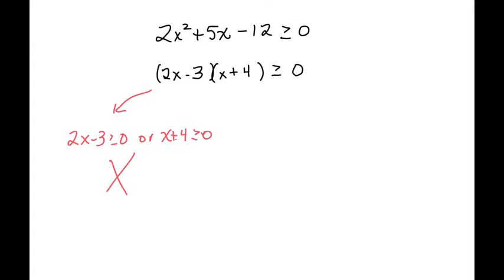Any other value you plug in for x will give you a positive or a negative product when you multiply them. 3 halves would give you 0, and negative 4 would give you 0. Those are the only two numbers that if you plug those in for x, would give you a product of 0. So we're going to use what's called a sign chart.